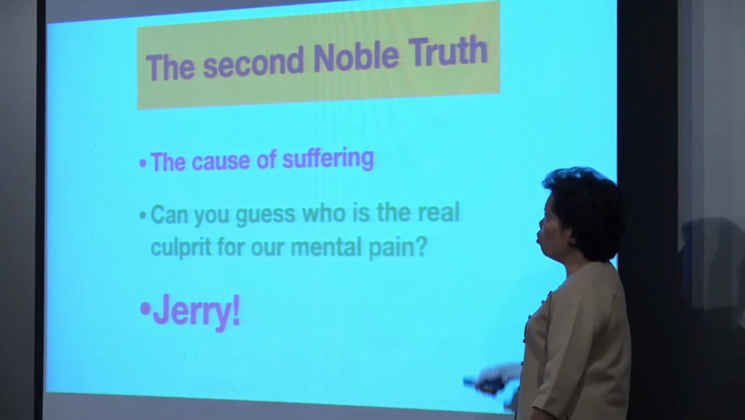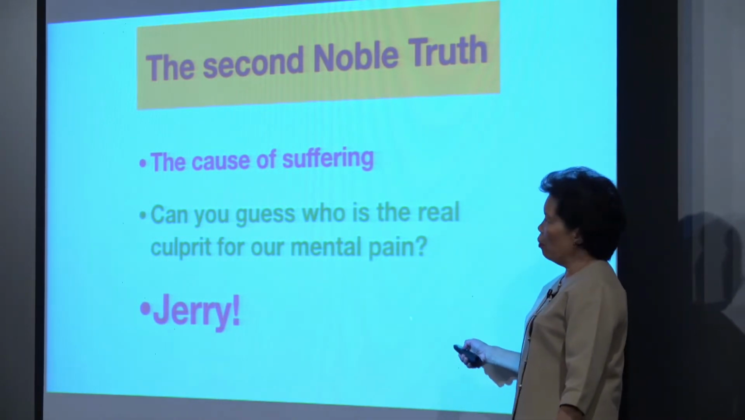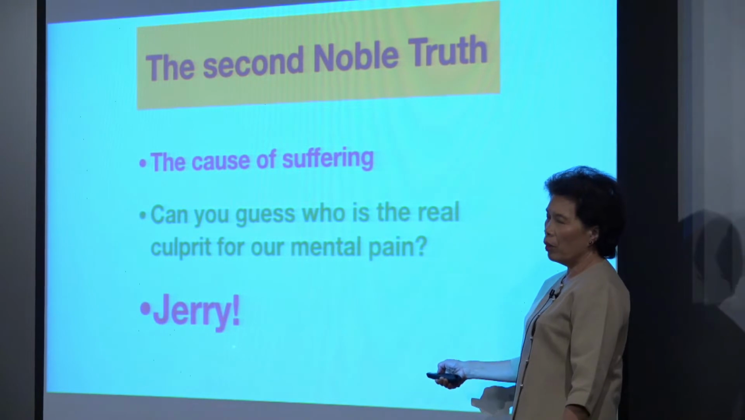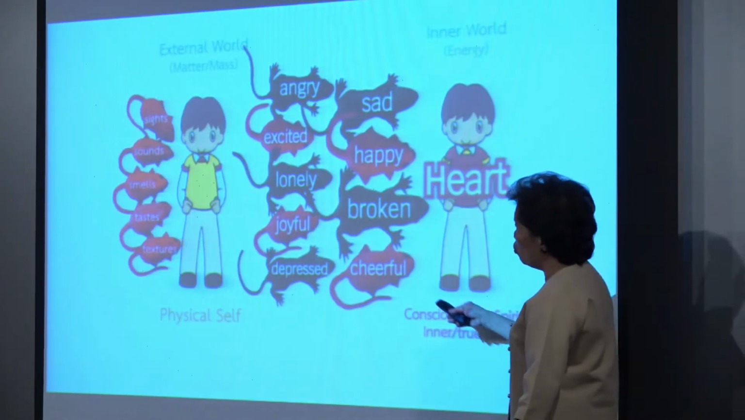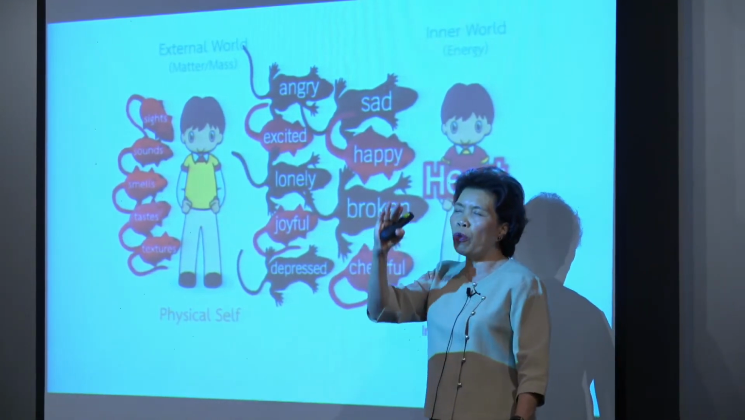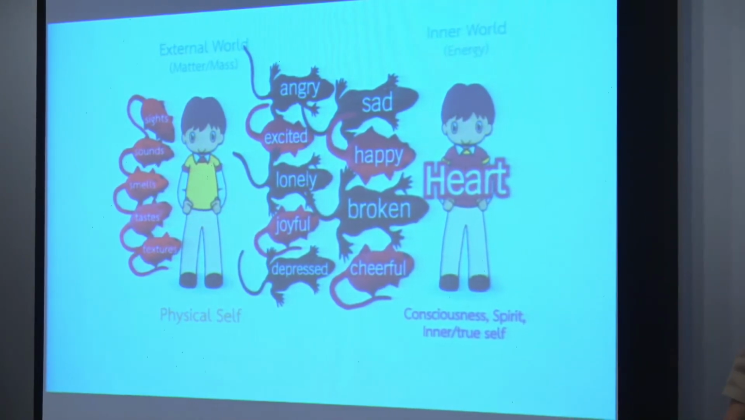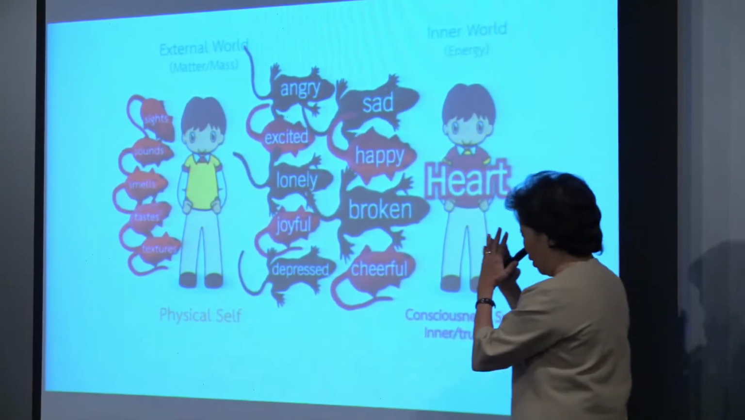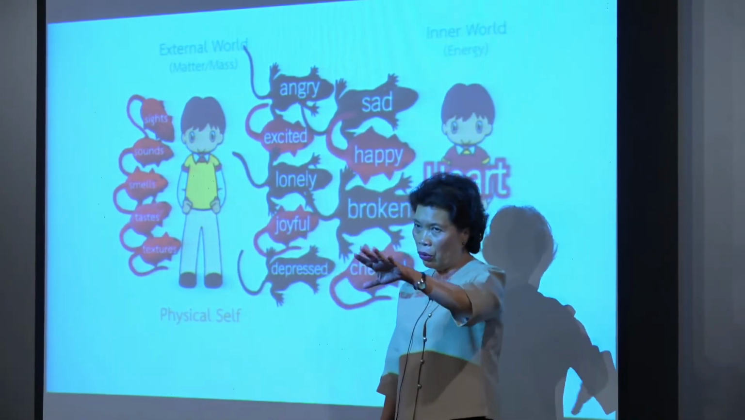Can you guess who is the real culprit for mental pain? The answer is Jerry. So Jerry is the cause of suffering. The 2nd noble truth. I emphasize the 2nd noble truth. I would like you to know that this is the problem of the entire humanity, not just the Buddhists.